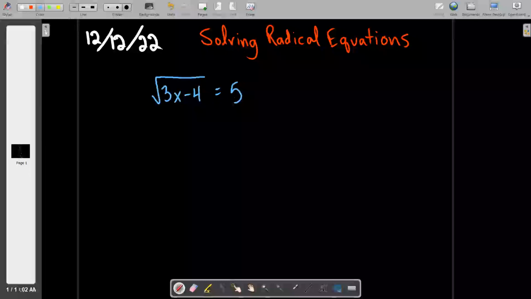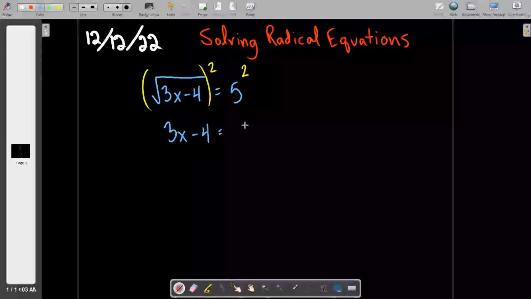Remember, the inverse of a square root is a square. So I apply a square to each side. I can do that. That's legal. What do I get on the left side? What do I get on the right side? And then to solve, it's like a 6th grade equation. Now I add 4 to both sides. I get 3x equals 29. I divide by 3, and I get x equals 29/3.